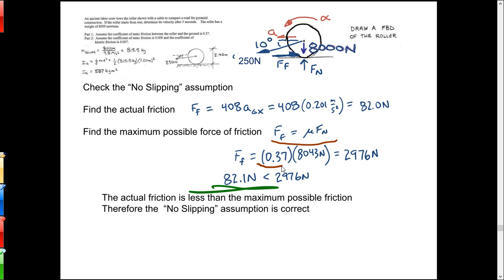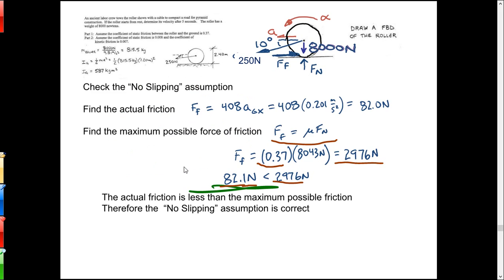For part 1, we've got mu at 0.37. All right, so that's the static frictional coefficient. So friction can go as high as 2,976 newtons in part 1. All it needs to go up to is 82.1 newtons. So the no slipping assumption is fine. There's lots of available friction there to prevent it from slipping. It only needs to go up to 82.1 newtons to make this system function properly, and it can do that. So the no slipping assumption is correct.